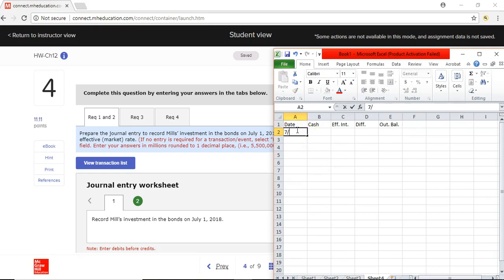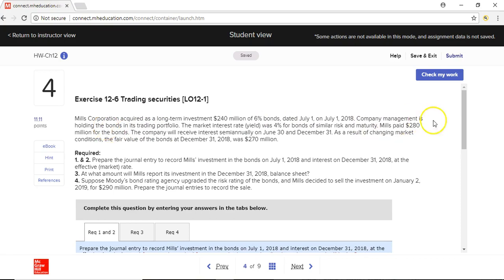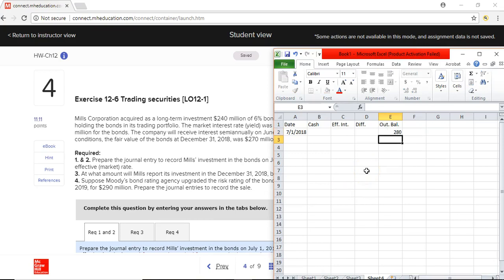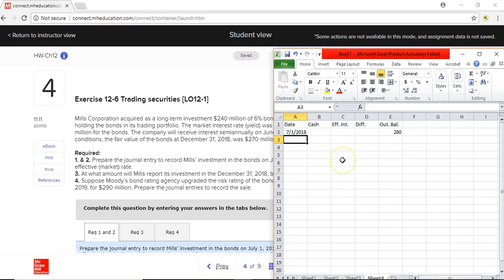The bonds were issued on July 1st, 2018, so the starting date is July 1st, 2018. Mills used $280 million to buy these bonds, so the initial outstanding balance was $280 million. Interest is paid on June 30th and December 31st. So the first payment of interest after July 1st is December 31st.